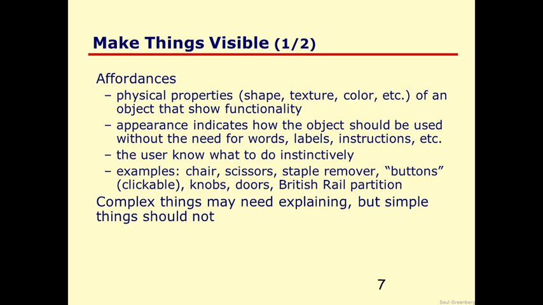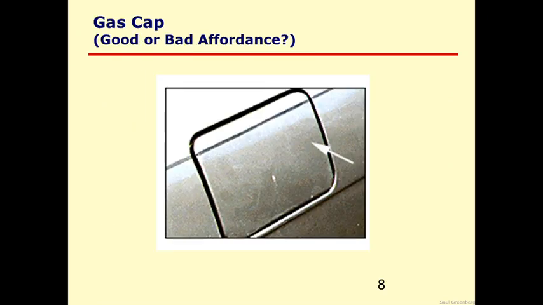The second part is making things visible. Affordances are physical properties, shape, texture, color, etc. of an object that show functionality. So appearance indicates how the object should be used without the need for words, labels, instructions. That's what we call real life objects. When they come into your real life, they should have some correlation with the outside world. Complex things may need explaining, but simple things should not need explanation.